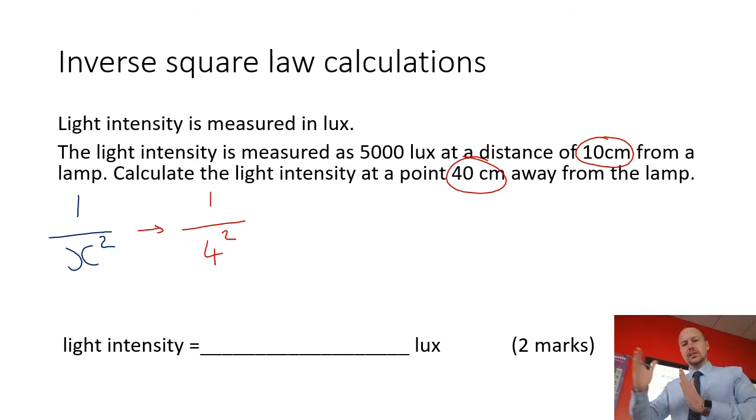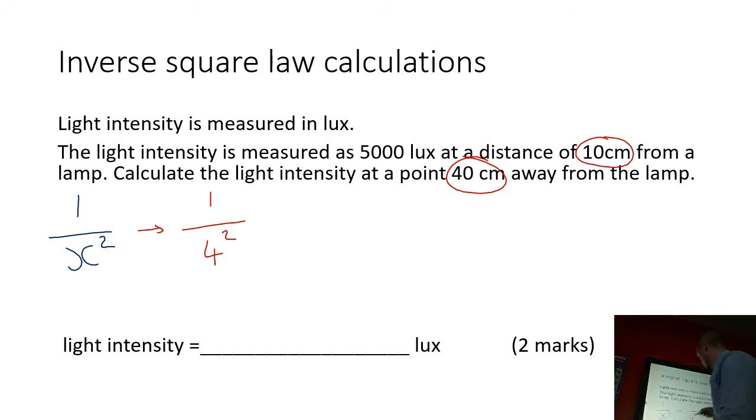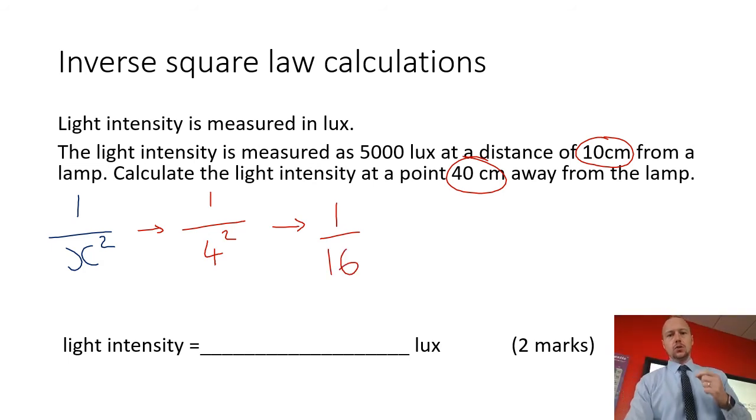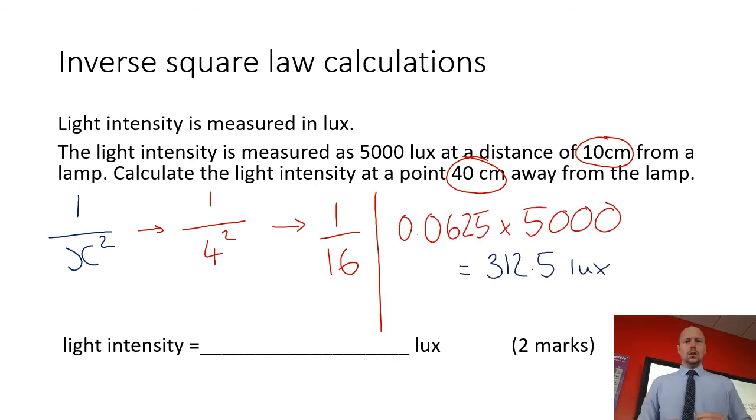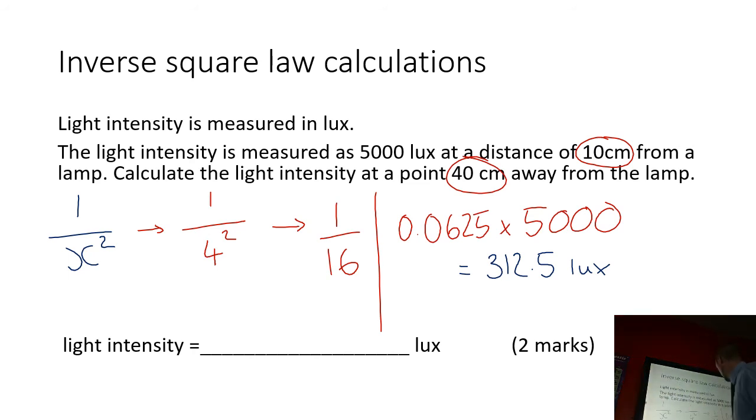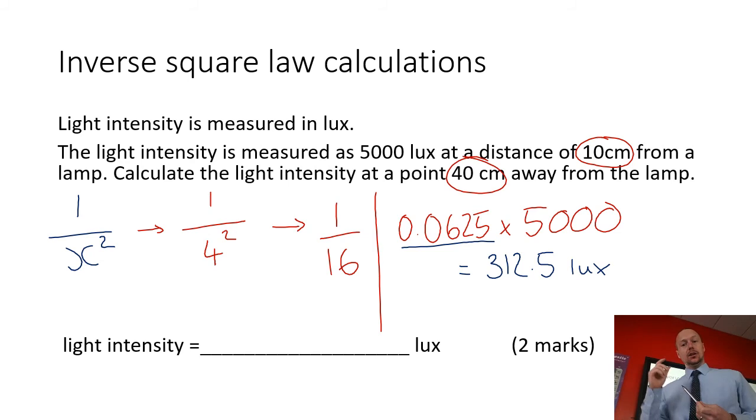So if the distance is increased by 4 times, the light intensity is going to go down by 1 over 4 squared, so the light intensity is going to go down by 1/16. So if you times that by the light intensity, you'll get the new light intensity. 1 over 16 as a decimal is 0.0625. If you times that by the initial light intensity, it'll be 312.5 lux, which is the correct answer. So have a look at my working out there.